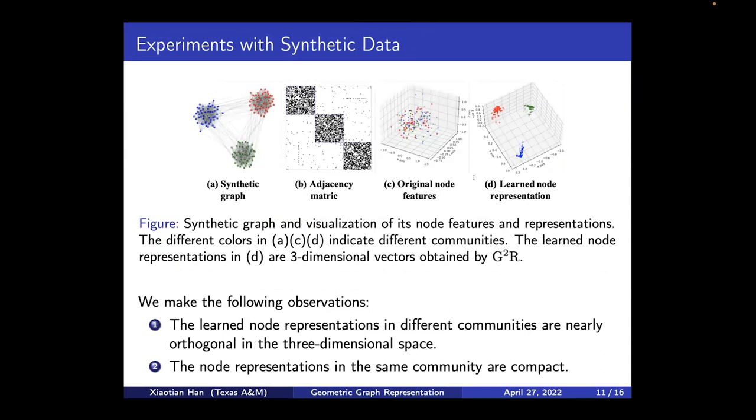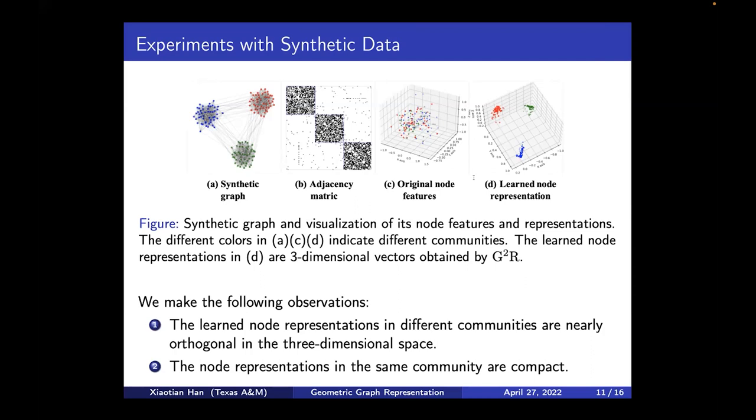The first one is a verification experiment. We conduct it on synthetic data and real data. This is the experiment with synthetic data. We first generate a synthetic graph with three clusters. We also show their adjacency matrix and the node features, and we plot their learned node representation in figure D. Here we can see that our method can map the different nodes in different groups to different subspaces.